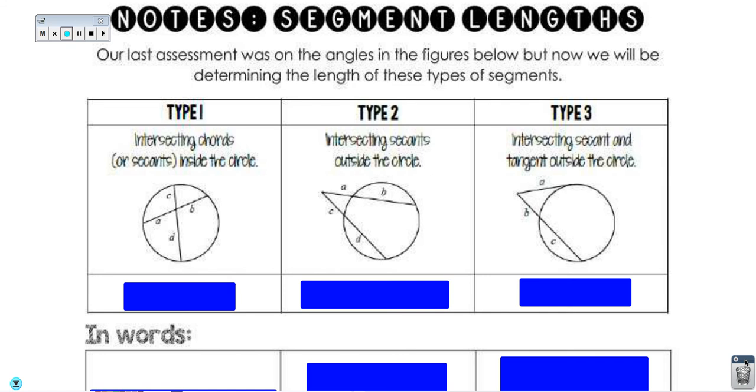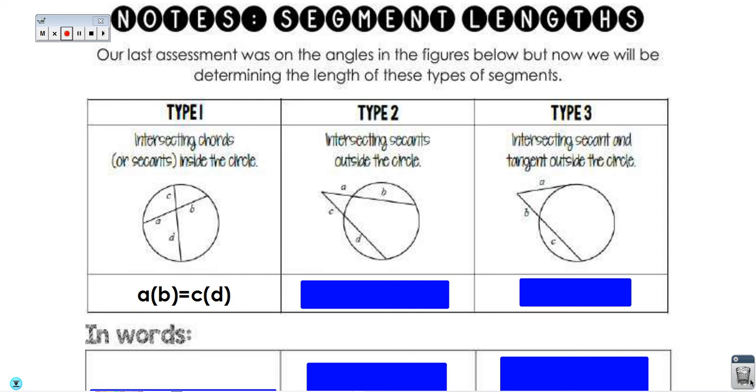When you're looking at one like type 1, where you have intersecting chords and there are no outside parts, you're going to do part times part, so A times B equals C times D. You'll take each part from the segment and multiply those together. A and B are on the same segment, so you do A times B, and C and D are on the same segment, so you do C times D.